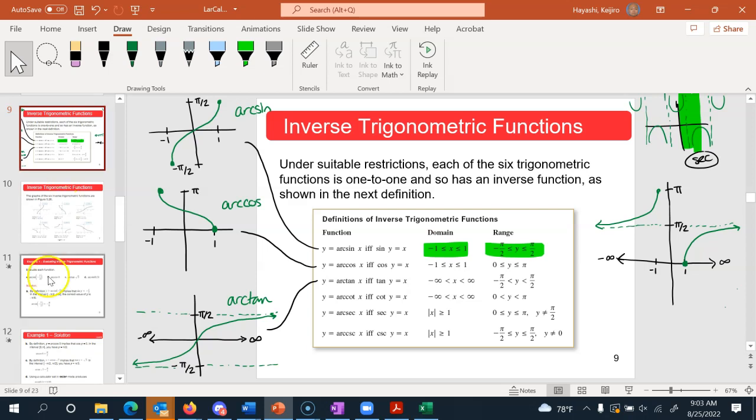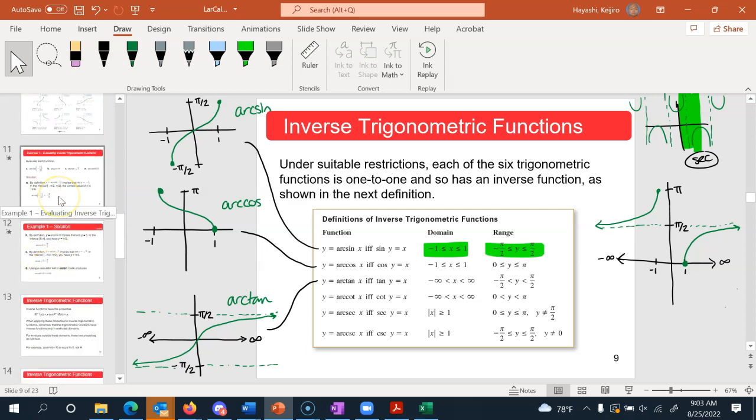Now we're going to spend a little bit of time trying to evaluate these inverse trigonometric functions. And it really is easy as long as you remember your unit circle. If you can find sines, cosines, and tangents, you can find the inverse sine, the inverse cosine, and the inverse tangent.